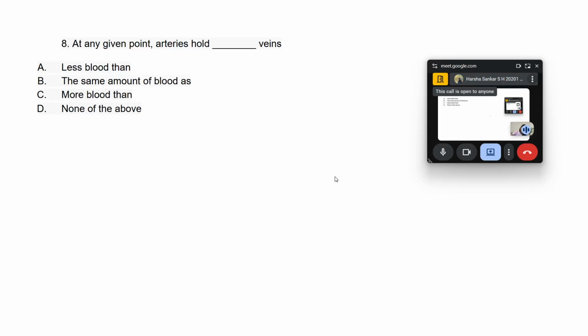At any given point, arteries hold dash veins. Option A, less blood than veins, option B, same amount of blood as veins, option C, more blood than veins, option D, none of the above. Just now we discussed this, right? So what is the correct answer? It's 6:37. So at 6:39 we'll discuss the answer.